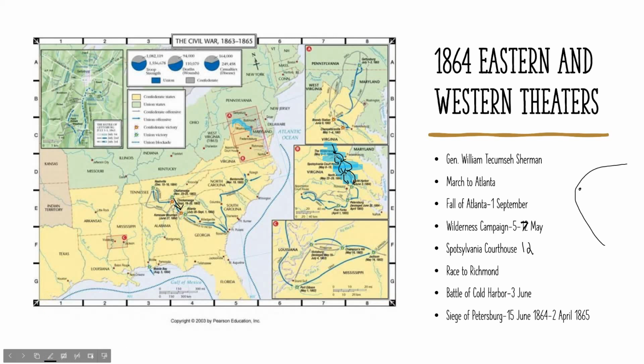So finally what Grant does is he maneuvers Lee to where Lee has to defend Petersburg here, because there's a rail line that connects Petersburg and Richmond. Sorry, I went the wrong way there. Petersburg and Richmond, right in that area. So Petersburg falls, its supplies fall, Richmond falls. And he settles in for a long siege, and the siege goes from the 15th of June of 1864.